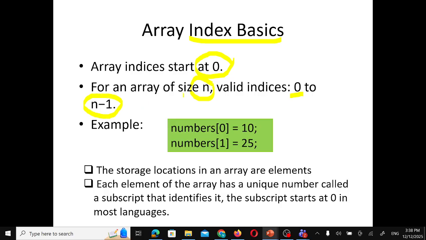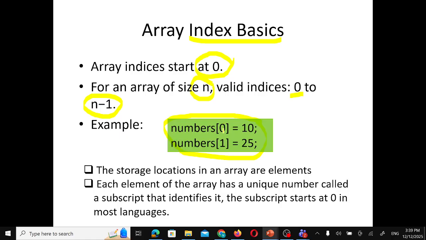For example, in the previous example, the size is 5, correct? So your index starts from 0 until 4. This is the example. We have a list of integers, for example numbers[0]. That 0 refers to the first element in the array list.